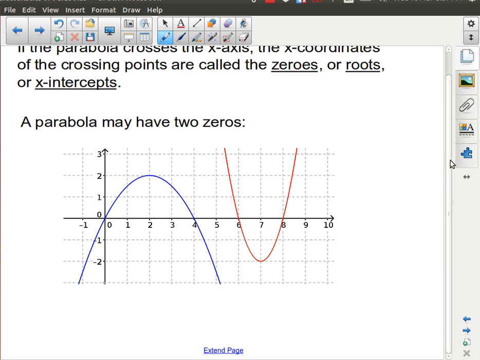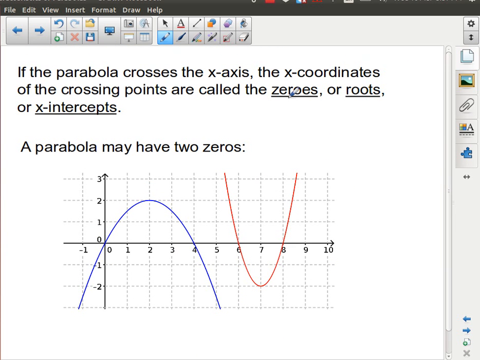All right. Now, the zeros are something that we're very interested in when it comes to quadratic relationships or parabolas. Remember, I warned you, quite often we'll be talking about those interchangeably. When we talk about the graphs, we're talking about parabolas. When we talk about the equations in general, we're talking about quadratic relationships. So a parabola can have 2 zeros. This parabola opens down and it has 2 zeros. This parabola opens up and it has 2 zeros.